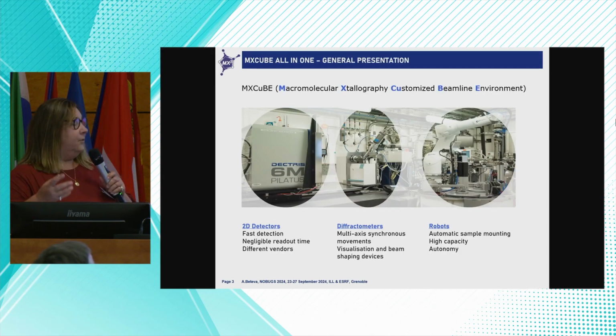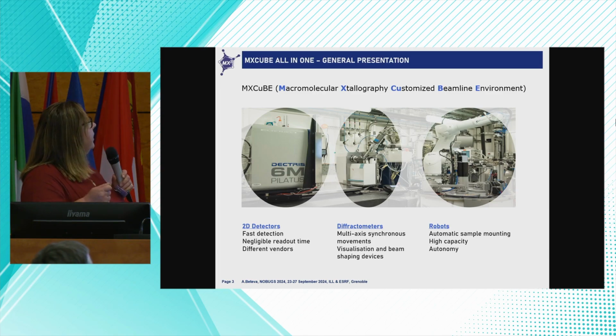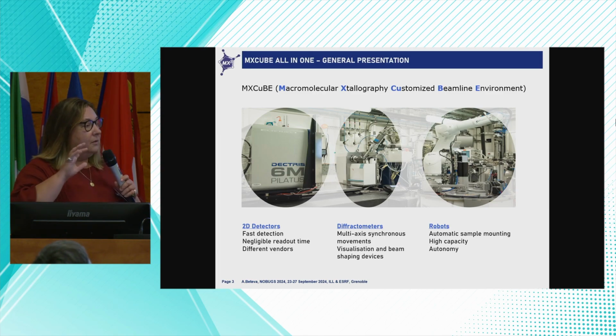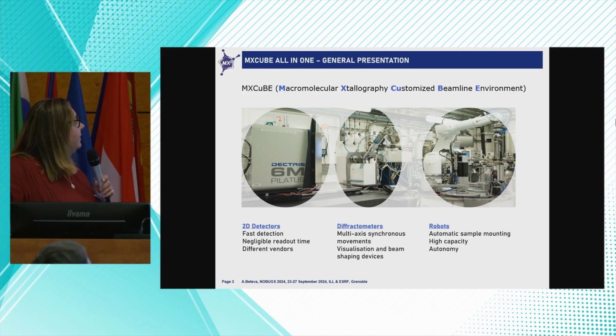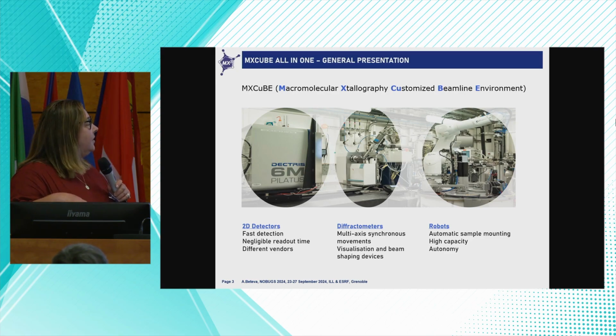That's what we need to control. And MX Cube stands for Macromolecular Crystallography Customized Beamline Environment. I stress again, it's for macromolecular crystallography because they have very standard beamline interfaces, so you can automate a lot of things. So they have 2D detectors. The problem there is that it's fast, and we have different vendors for those detectors. We have diffractometers, which need to perform multi-axis movements, and in these diffractometers we also have visualization and beam shaping devices. And we have robots because we want to go fast and we want to go automatic.